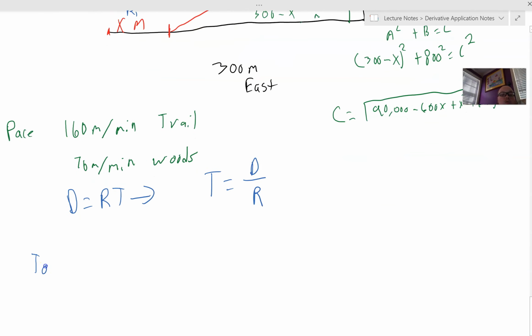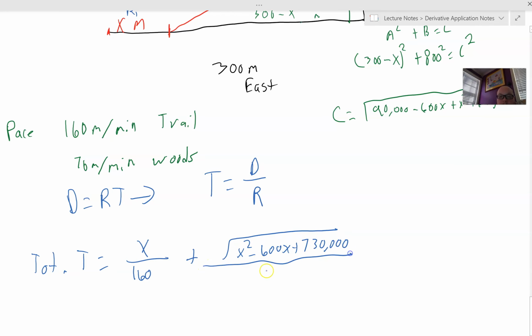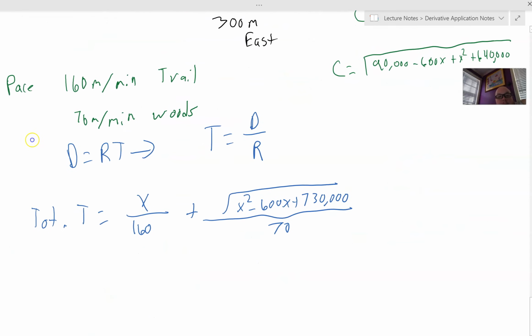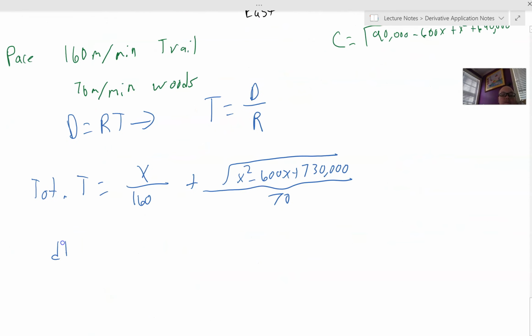So our total time is our distance of X meters over 160 meters a minute plus the square root of X squared minus 600X plus 730,000 over 70 meters a minute. All right, now we want to, as the problem says, minimize. So that means first derivative equals zero.